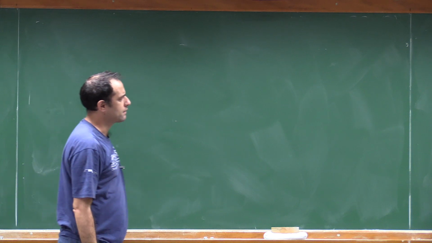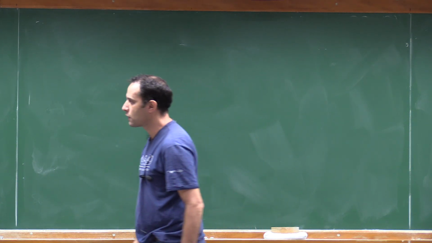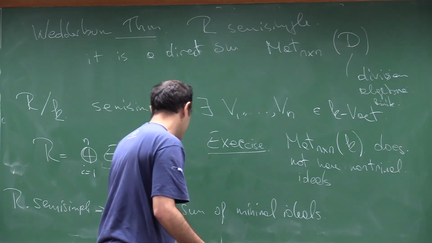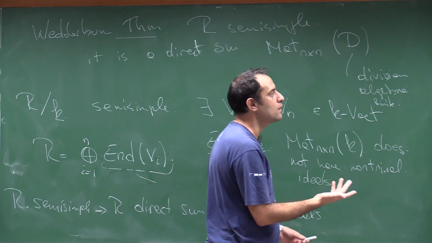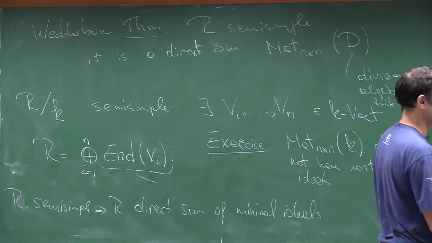I think it's probably a good spot to stop. So next time I'll just talk about hereditary rings, and these are going to be rings of global dimension less than or equal to 1. The representation theory is slightly more complicated than this, but a consequence of having global dimension 0 is being semi-simple.